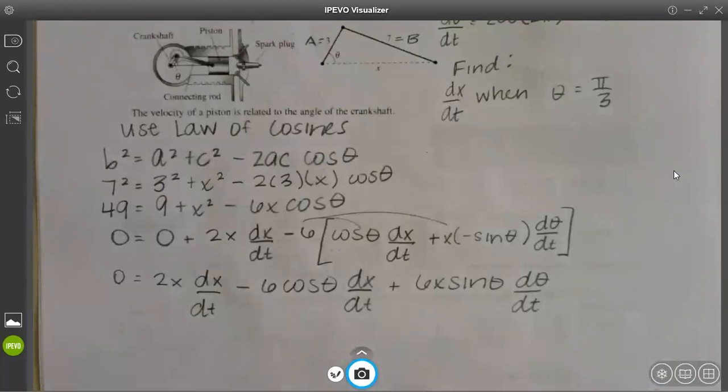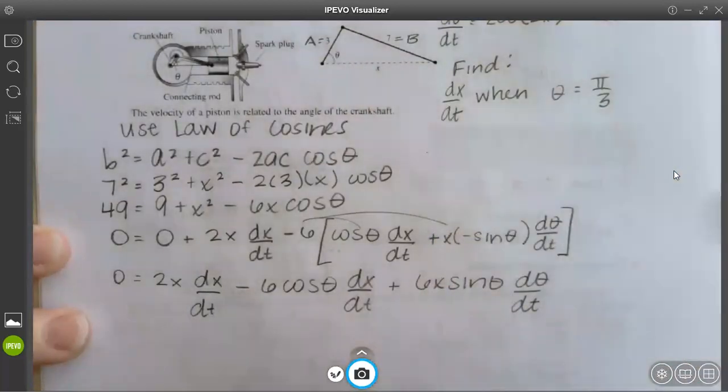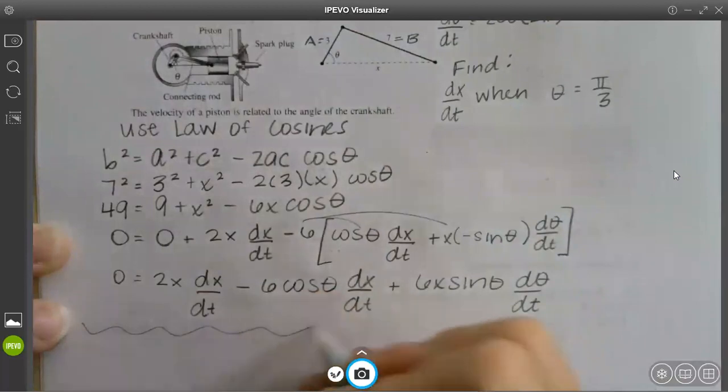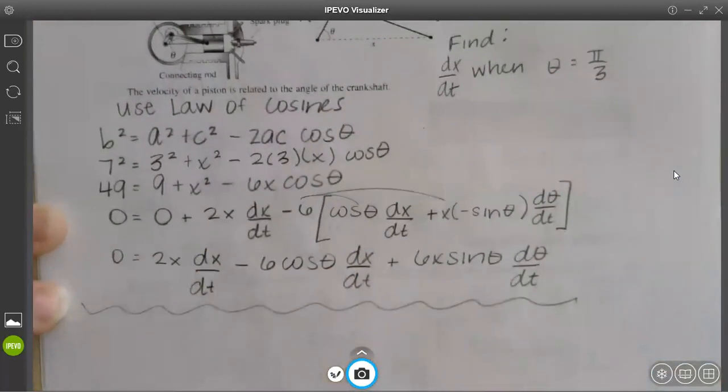I'm going to go back up one. Well, I can stay down here. What's your theta? Okay, so I'm going to go there. So this is a side note. So we'll continue this in a minute. We need to solve for x.